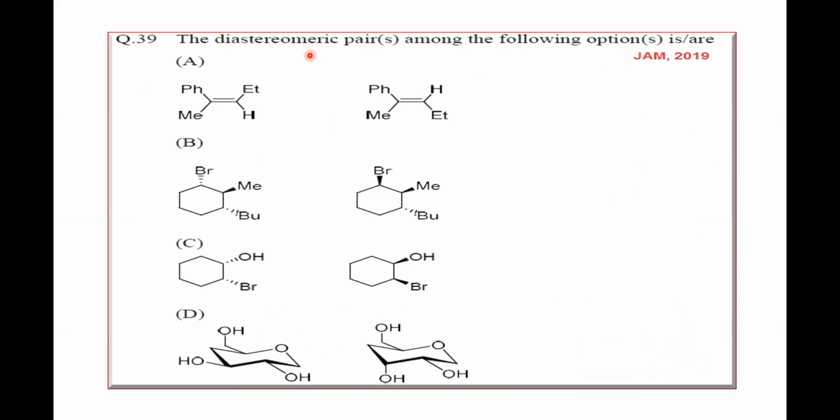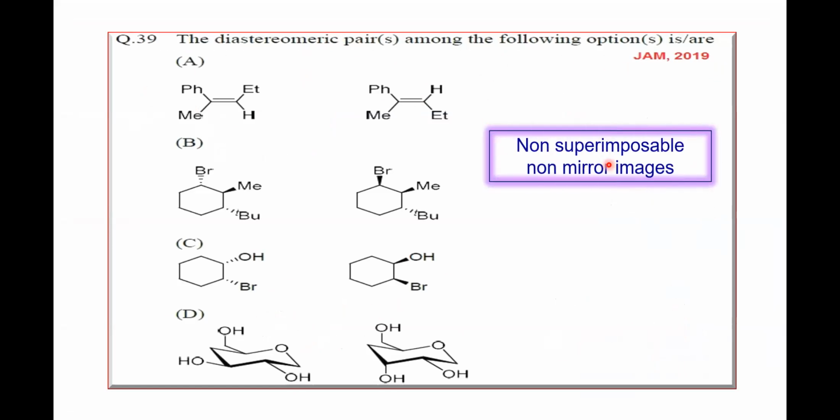Look at the diastereomers, for example. The thumb rule: non-superimposable, non-mirror image. Some part will be equal, and the remaining part will be a mirror image. So cis and trans, even if we take E and Z, they are diastereomers. Look here, the configuration is different and the rest is the same. Here also look at cis and trans. So therefore A, B and D.